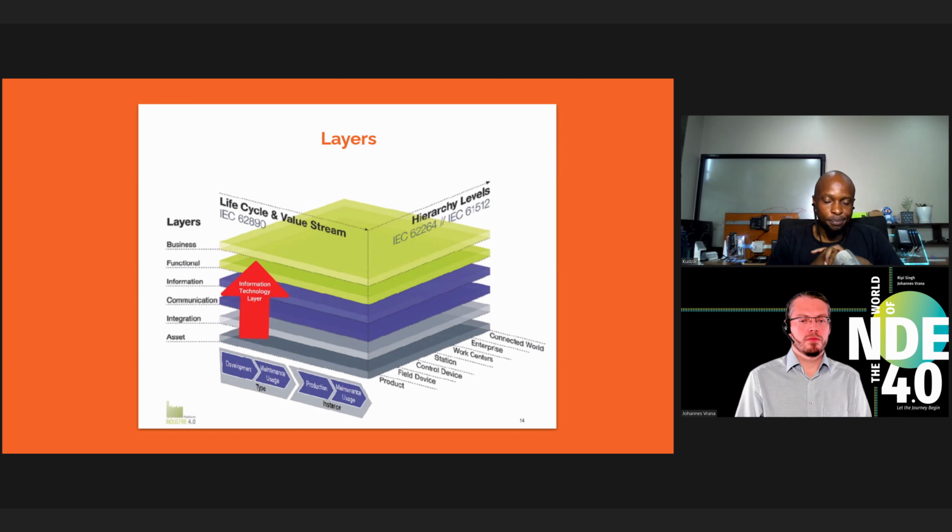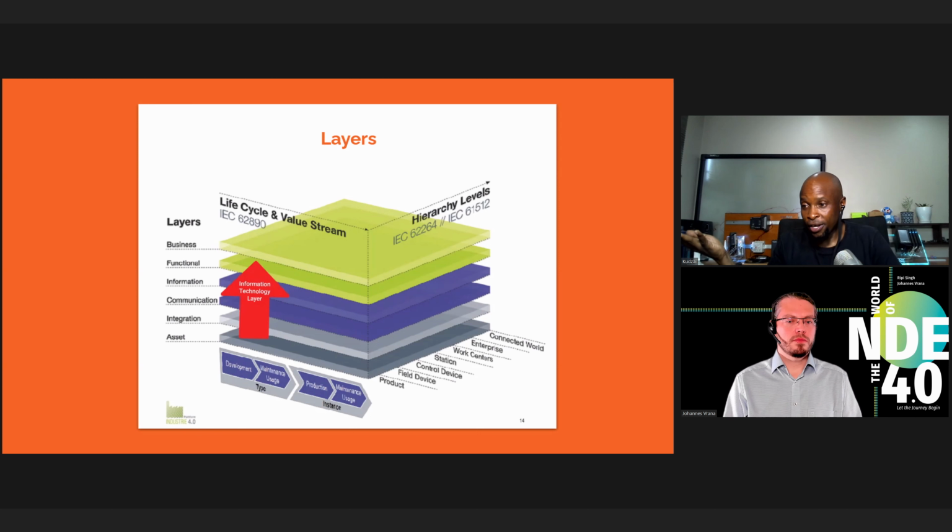Right? Now, in short, what we're saying is that the functional layer provides the Industry 4.0 compatibility as far as the functional access of the component is concerned. And an example of functions that could exist in this space are your ERP functions, right, in a manufacturing context.